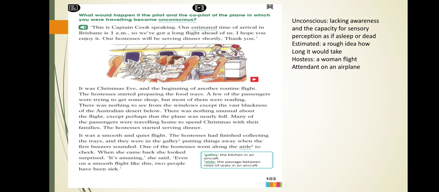So what was amazing here? Why did that hostess say that it was amazing? Because it was a smooth flight. And actually, when we are going, we are having the regular checkup also. And nobody was ill. But it was after the dinner that two of the people were sick. So that's why it was surprising.